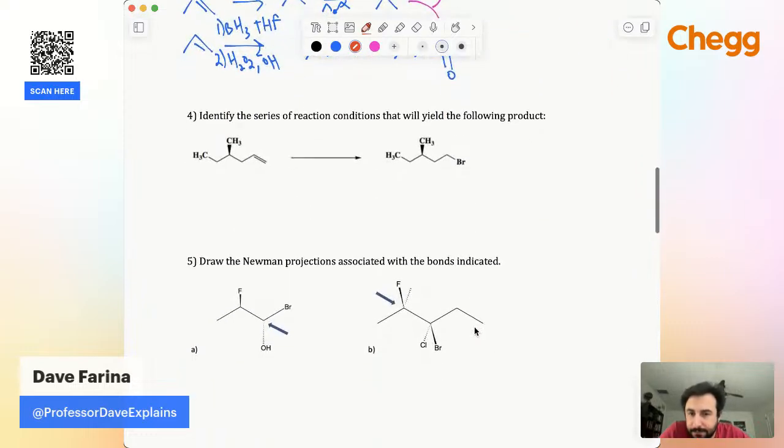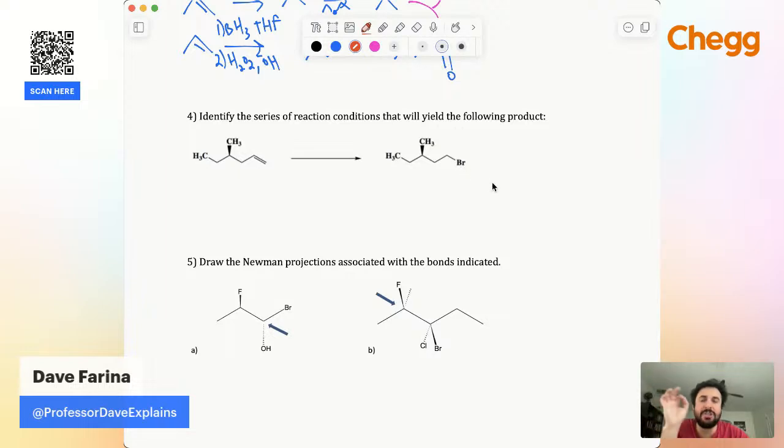Okay, let's move on. So, number 4, identify the series of reaction conditions that will yield the following product. So, what do we have and what do we get? Well, let's see here. This is a 6 carbon chain with a methyl group there. And then the product, we have a 5 carbon chain with the methyl and the bromo substituent right there.